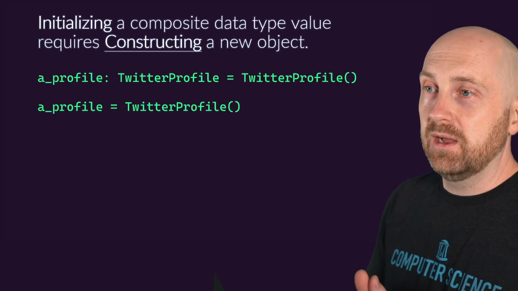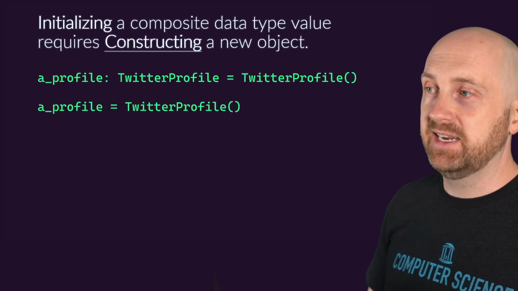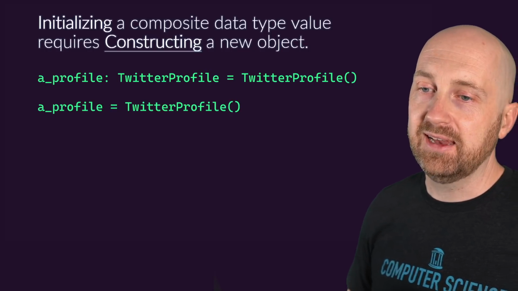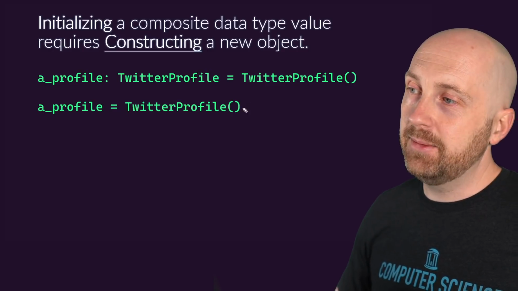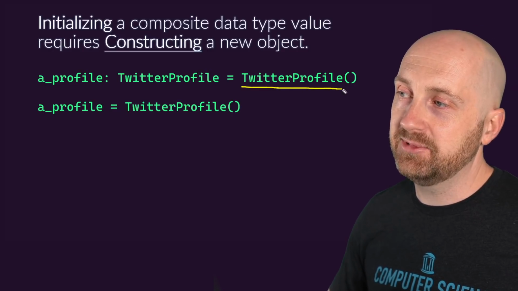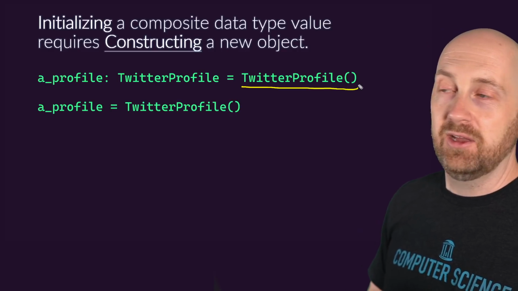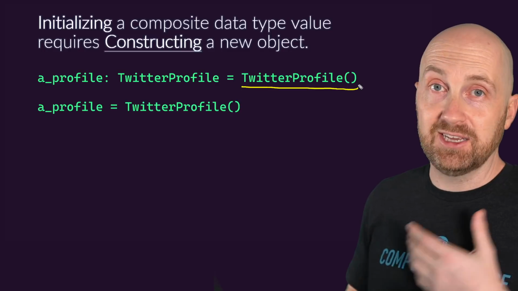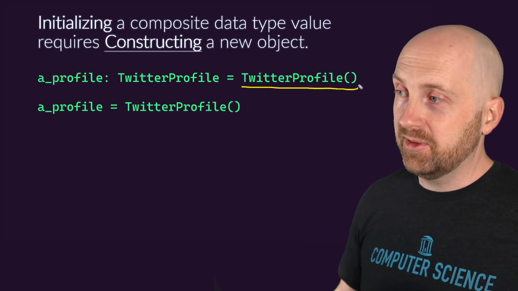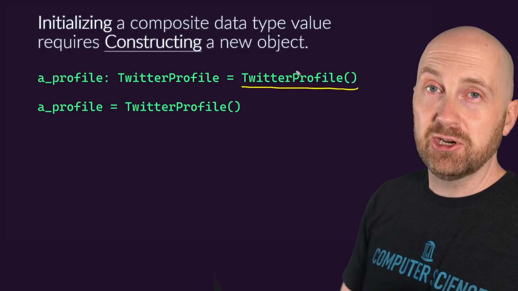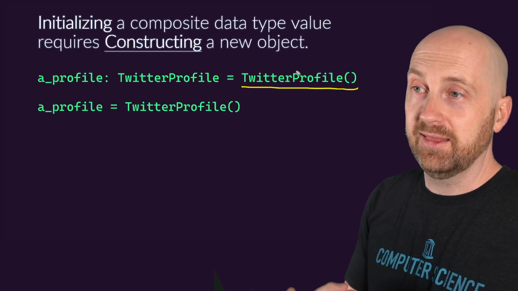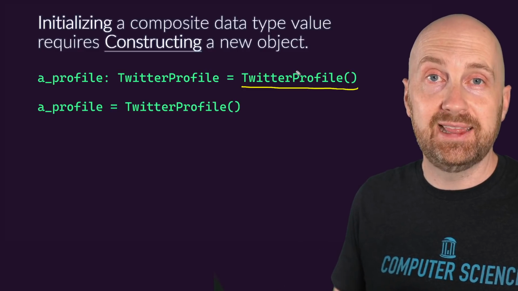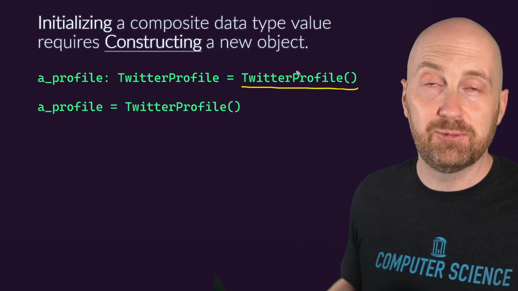When we need to initialize a composite data type value, we need to construct a new object. By convention, the name of the class of the type of object you're trying to construct is going to be the name of the constructor as well. And this is a function. So we can use the name of the class to refer to the class. But if we put the parentheses after it, like a function call, it will invoke that class's constructor, which sets up a new object that we can then interact with. And we're going to get a reference to this back.